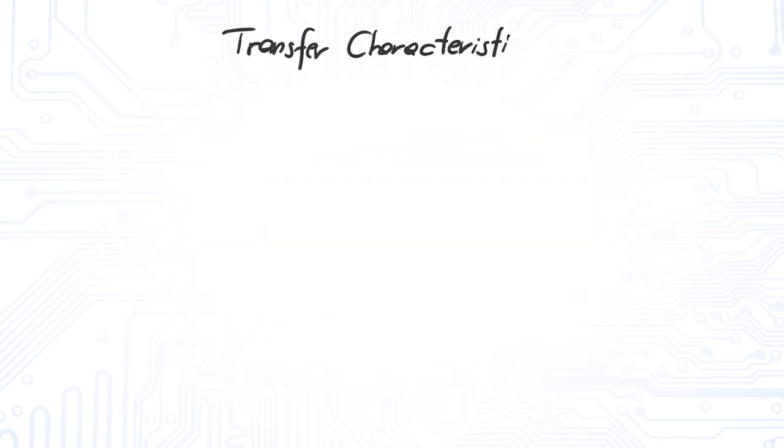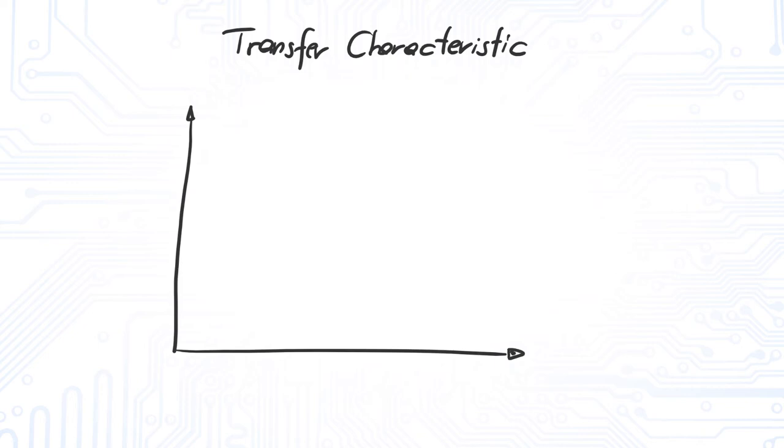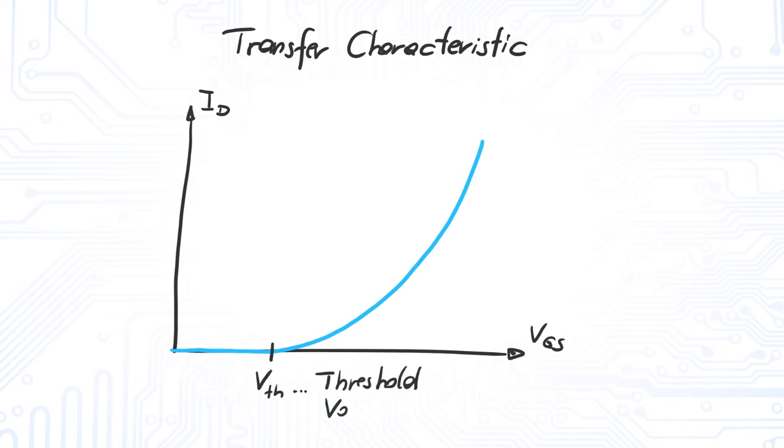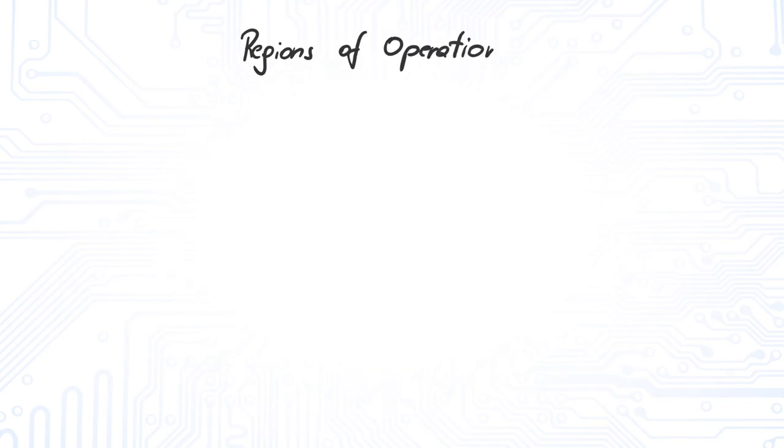The transfer characteristic links input and output of the transistor. It plots the gate source voltage VGS on the x-axis and the drain current ID on the y-axis. As we can see, there is no drain current if the gate source voltage is smaller than the threshold voltage VTH. A MOSFET can be operated in a couple of different modes.